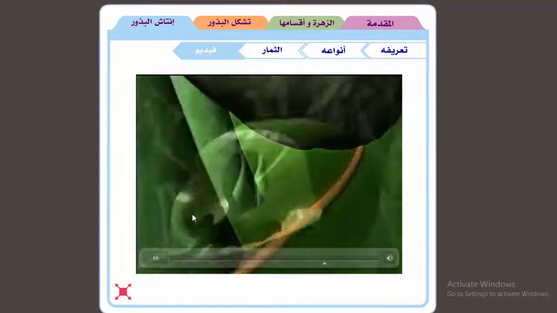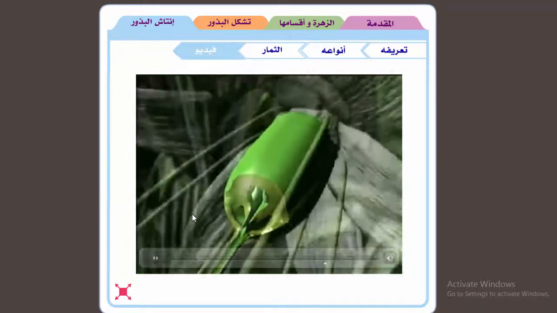Each ovary now has many fertilized ovules, which will develop into seeds.